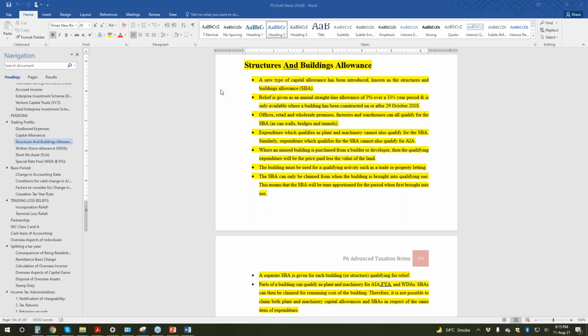Now, this is only available if the building has been constructed after this date. Why? Because the rule has been announced on this date. All of the buildings that have been constructed before this date cannot qualify for this. And I have told you that the allowance or the depreciation will be 3% straight line, which means that you only have to calculate the value once.